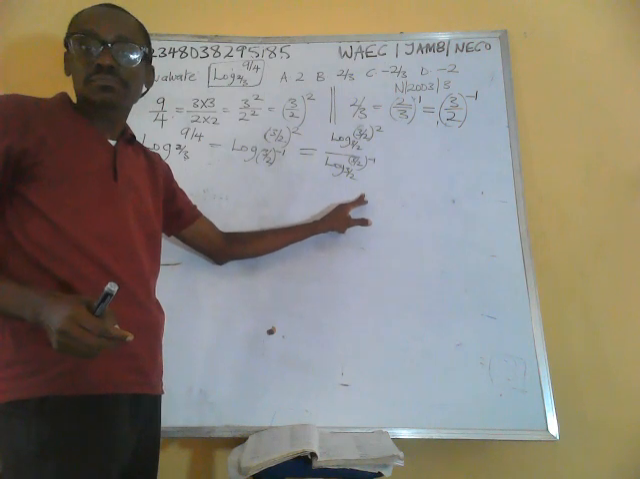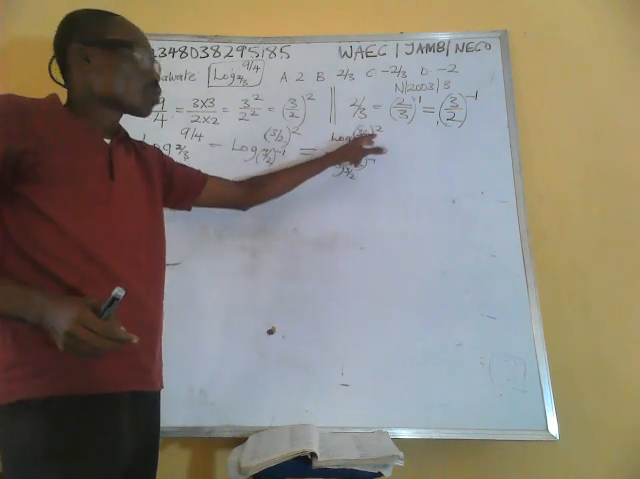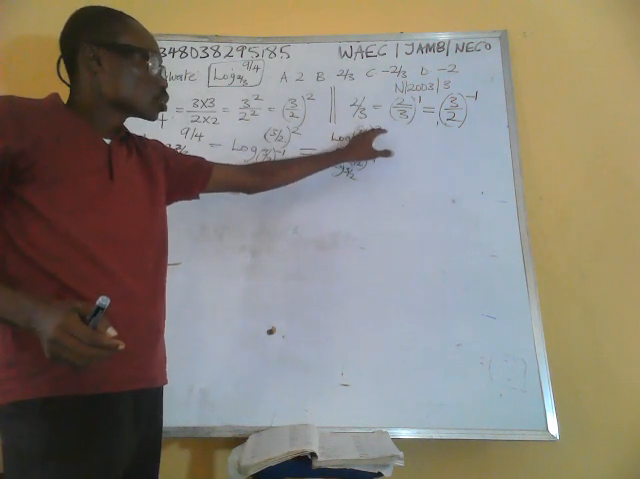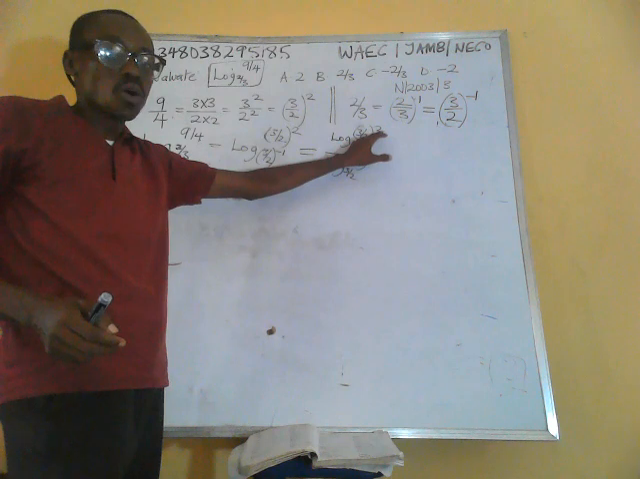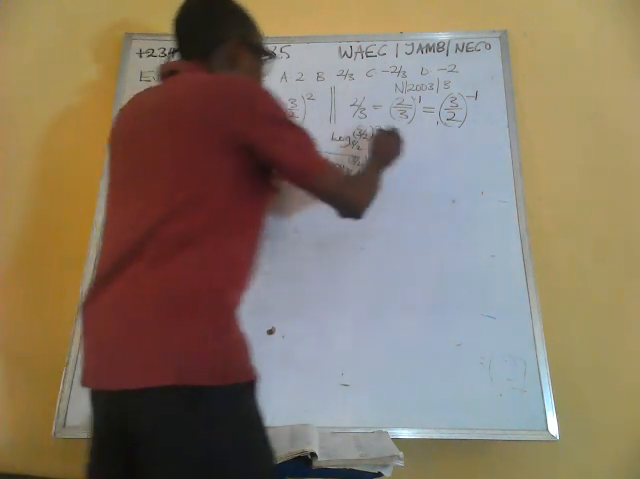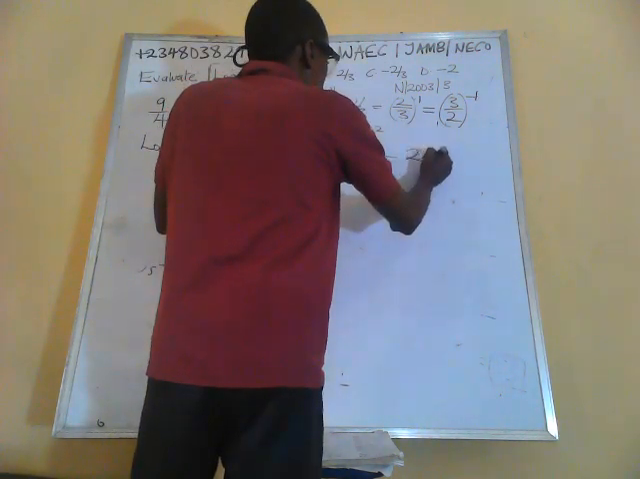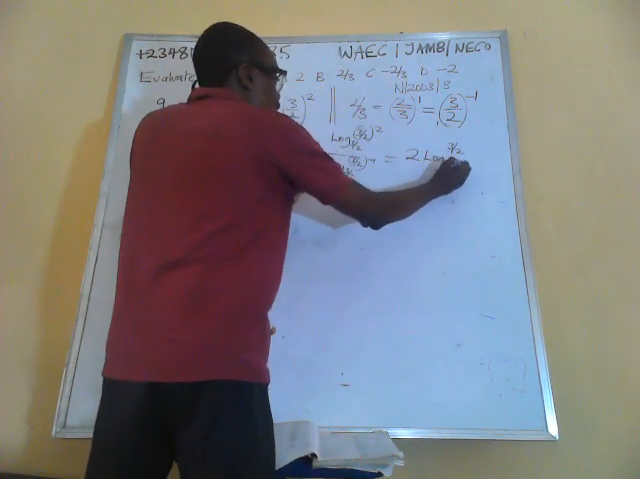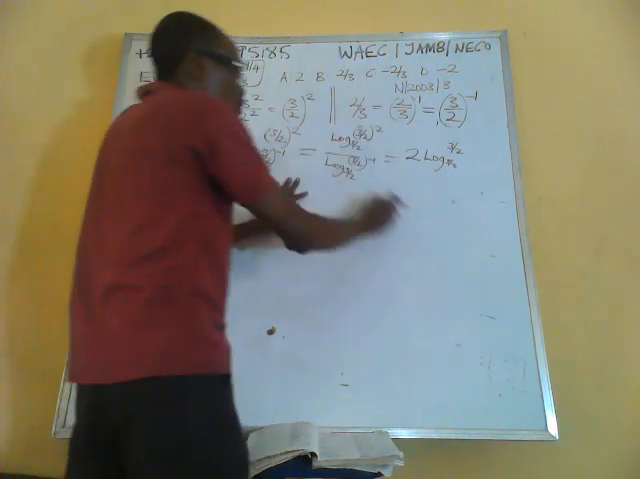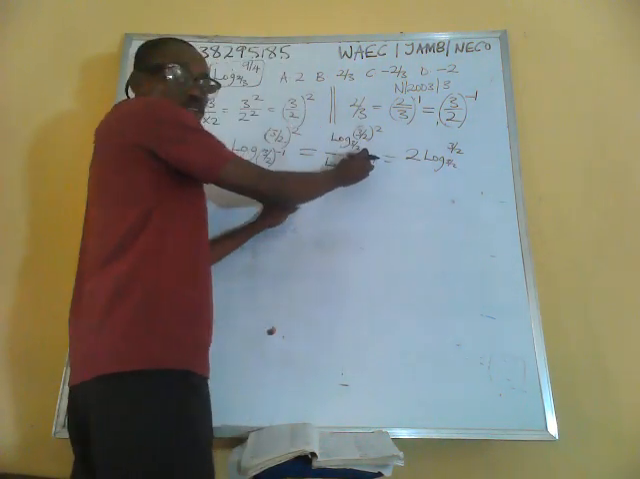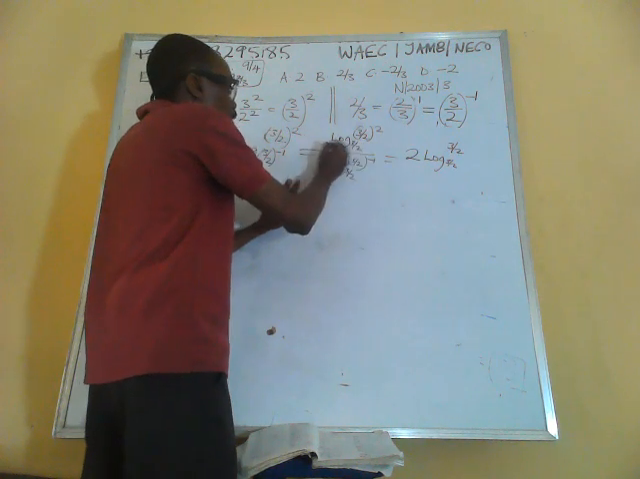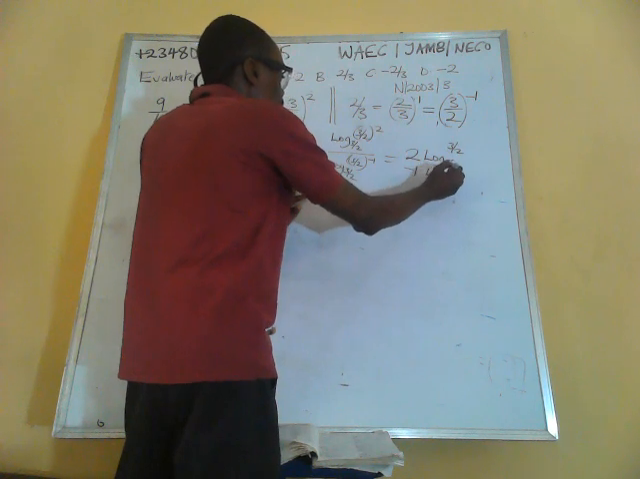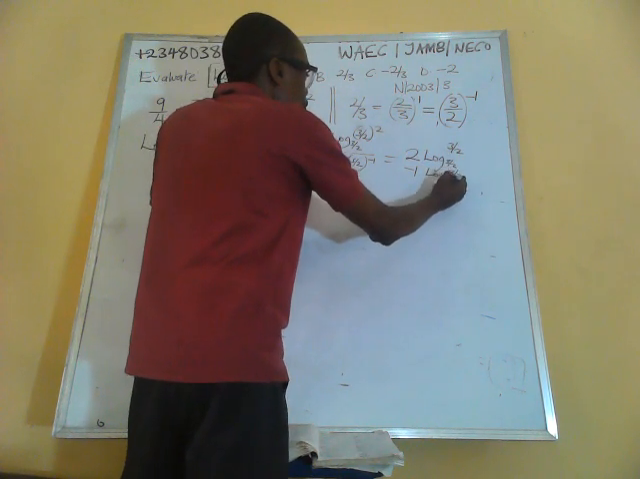Okay, 3 over 2. So now, what do we do? We take the power, 3 over 2 raised to power 2. When you have such in a log, the power can go behind the log. So that is what we're going to do right now. The power goes behind the log. We have 2 log 3 over 2 to base 3 over 2. And over here, the power minus 1 is going to go behind the log. We have minus 1, then log 3 over 2, base 3 over 2.